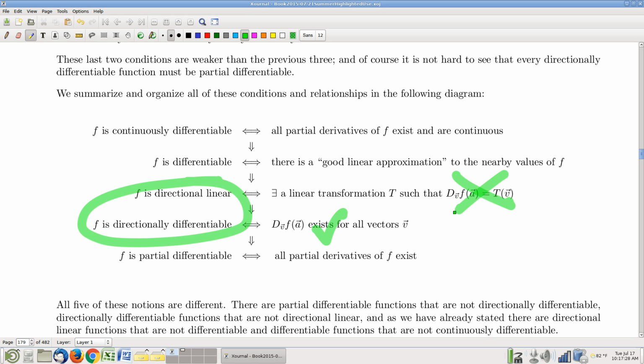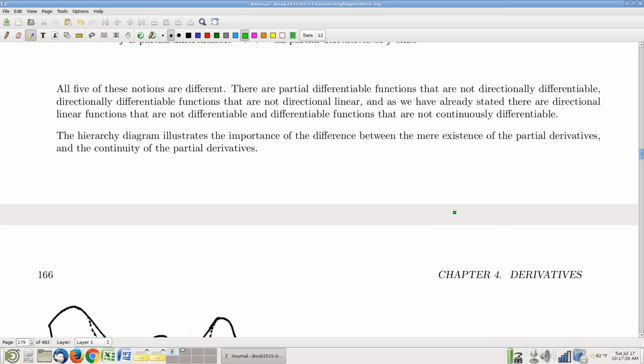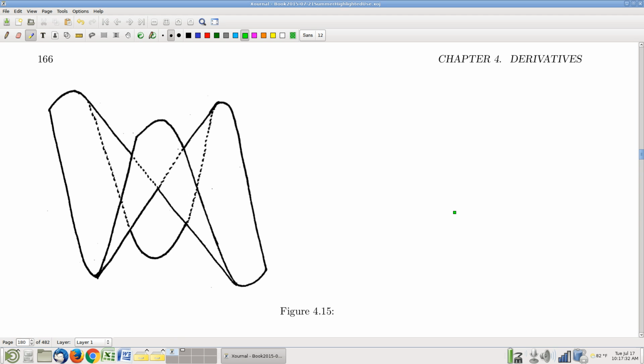And I'm going to show you an example. This is the one example I really want to talk about. And here's a graph of it. Kind of a weird looking function. You can't make a piece of paper do this. Paper does not bend in this way.